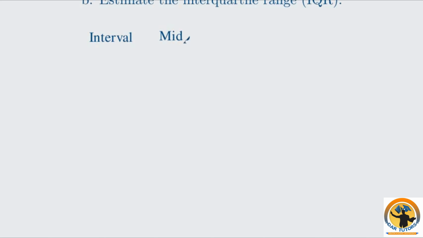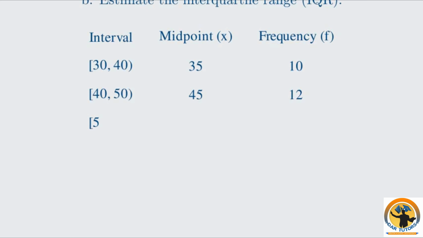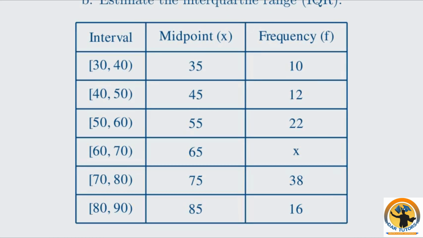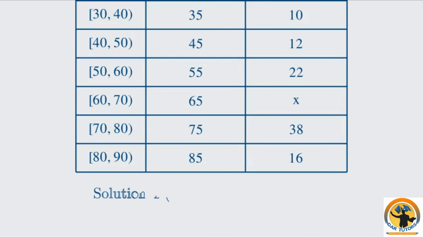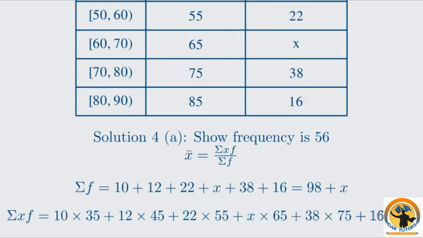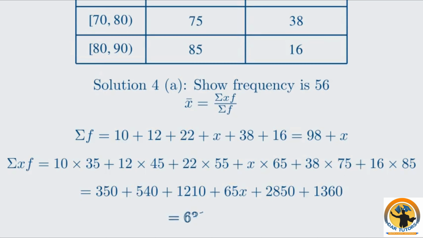From the histogram, we can read the frequencies. The frequency for the 60-70 interval is unknown. Let's call it x. We are given the mean is 68. Part A asks us to show the missing frequency is 56. We'll set up the mean formula as we did before. The mean formula is sigma xf over sigma f. The total frequency is 98 plus x. The sum of the xf products is 65x plus 6540.